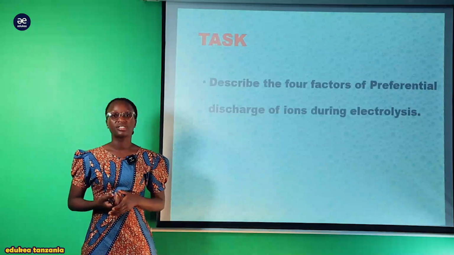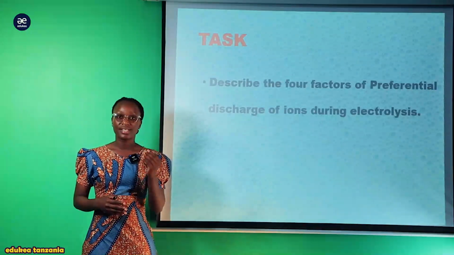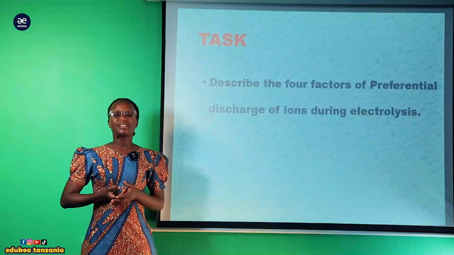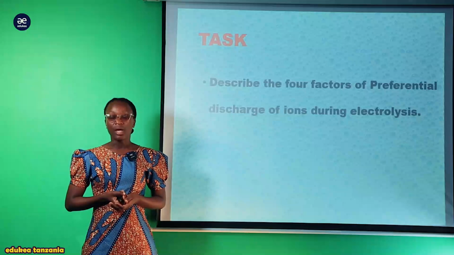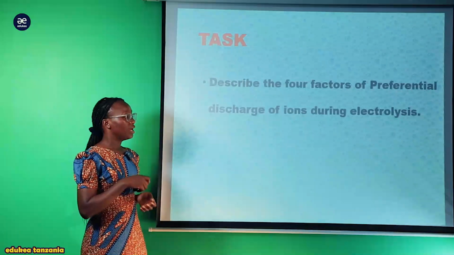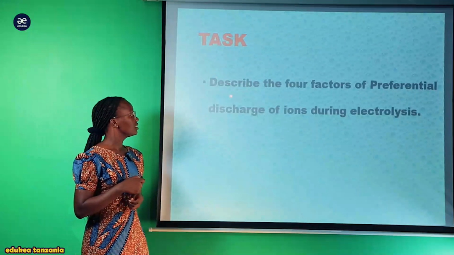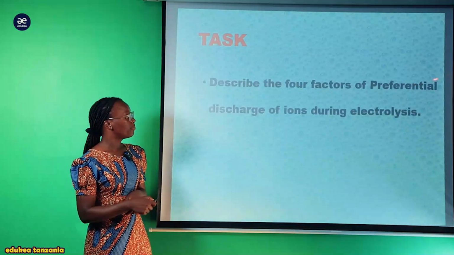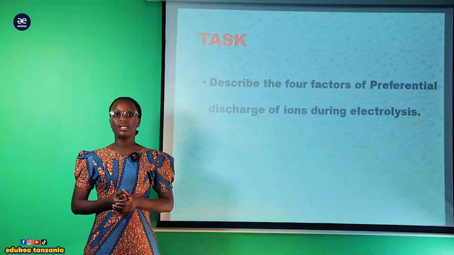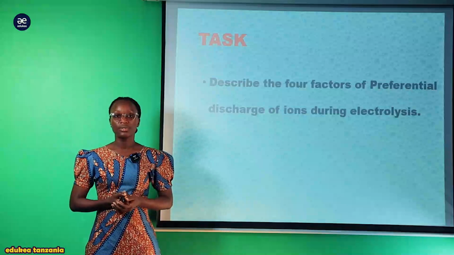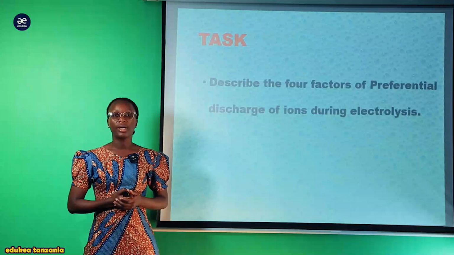Now my students, after looking at the whole concept of factors to be considered during the discharge of ions in the electrolysis process, ambapo tumeona it depends on different factors na tumediscuss these factors. Now there is a task here for you my students. Try to attempt it to improve your understanding concerning the concept we have discussed today. The question is, describe the 4 factors of preferential discharge of ions during electrolysis.